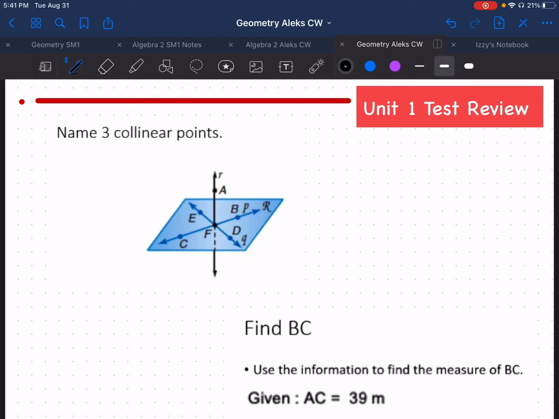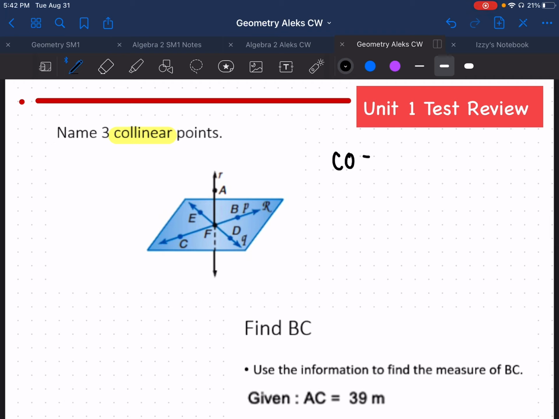Today's lesson is the review for your Unit 1 test. One of the questions that you're going to see on your unit test today is to name 3 collinear points. We're testing your knowledge of the vocabulary word collinear. We talked about this in lesson 1.1, and if you go back and look, collinear means we're on the same line. Same linear line. So all I need to do is find 3 points that lie on the same line.